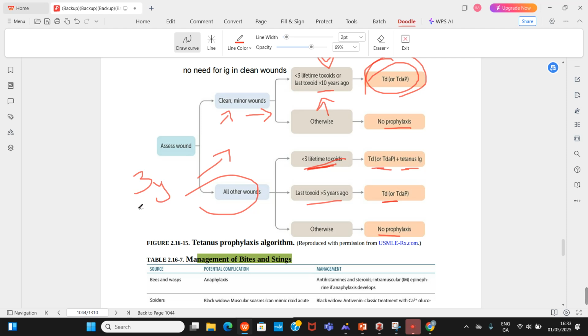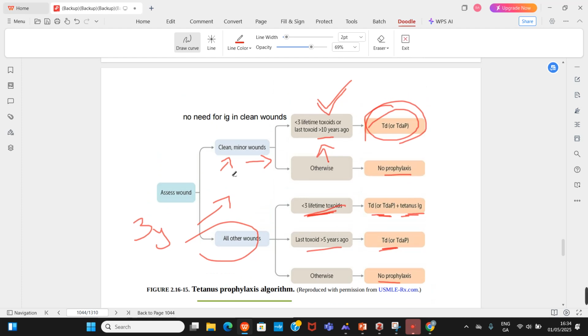Now, when was the last time you took? Have you taken the 3 times toxoid? Yes, okay. But when was the last time you took your booster? Oh, the last time I took my booster was 6 years ago. Oh, so that means that, well, immunoglobulin is there, but I still need to give you the vaccine. You ask the person, dirty wound, have you taken your 3 lifetime toxoid? No. You don't even have immunoglobulin. You need to take both the vaccine and the immunoglobulin.